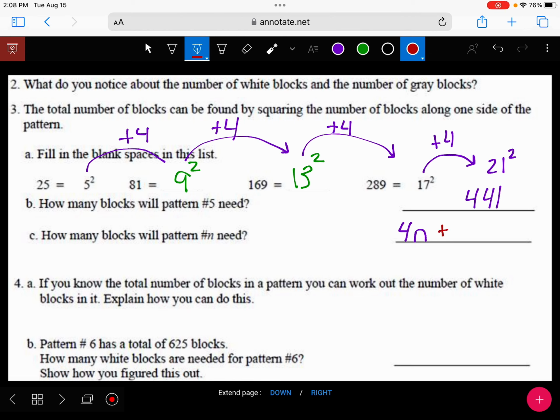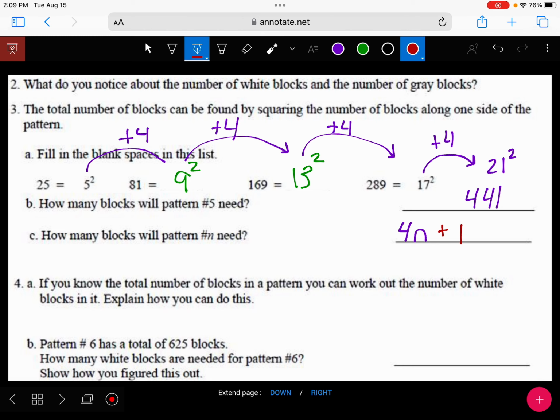What's different between 4n and actually pattern number 1? Not the squared. So how do I get from 4 times pattern number 1 to 5? What do we need to do with 4 times 1 to make it be 5? 4 times 1 plus what? Plus 1. Does that work for the others? 4 times 2 plus 1, does that make 9? 4 times 3 plus 1, does that make 13? 4 times 4 plus 1, does that give me 17?